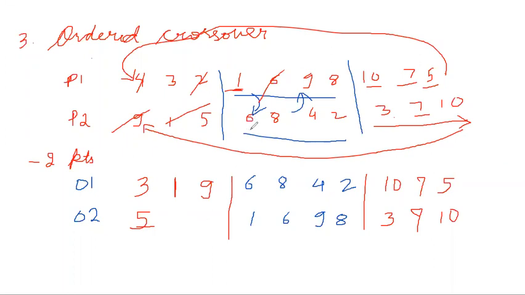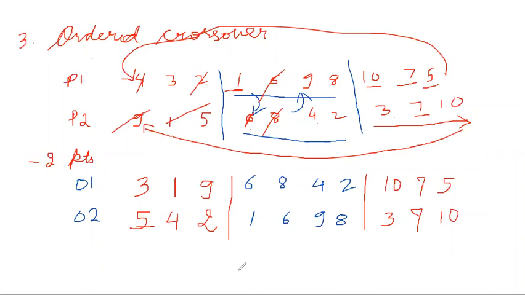parent 2. So I go for the next position, which is 6. 6 is already occurring, so it cannot be used for the replacement. 8 is occurring, so it cannot be used. Next is 4. Yes, it can be used. And then we have 2, which is not occurring, so it can be used. So this is how we implement and get the 2 offspring using the ordered crossover.